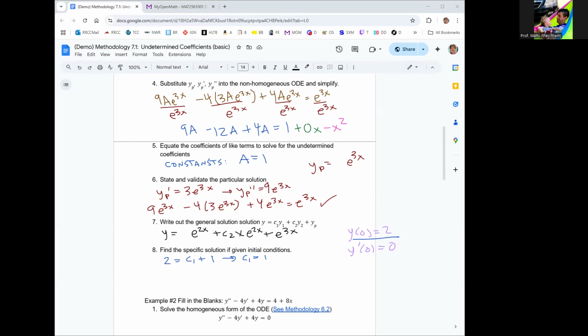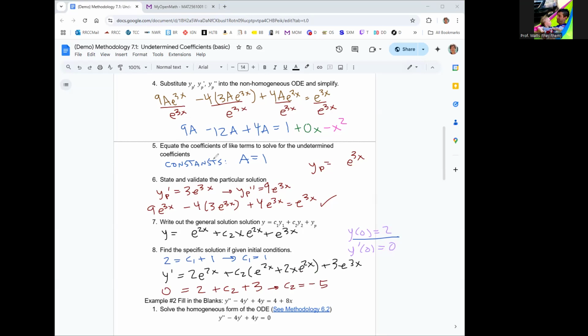And then we need to take the derivative to apply the other initial condition. So the derivative, we get 2e to the 2x, and then using the product rule there, e to the 2x plus 2x e to the 2x, and then 3e to the 3x. And then if we put in the initial condition y prime of 0 equals 0, we get 2 plus c2 plus 3. So that tells us that c2 equals -5.